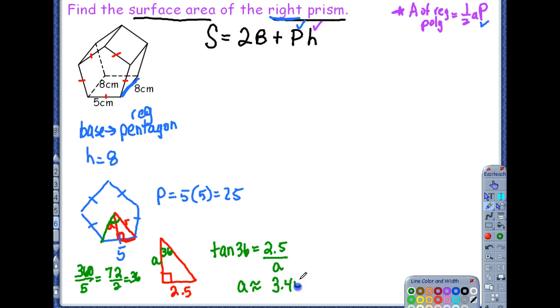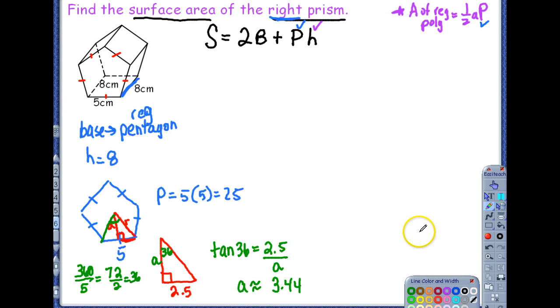And that gives us 3.44 approximately. I'm leaving it in my calculator. If you're not going to leave it in your calculator, you have to use 4 decimal places. Okay, so that's the apothem. Now we're focusing on, what's our whole goal again? The area of the base.